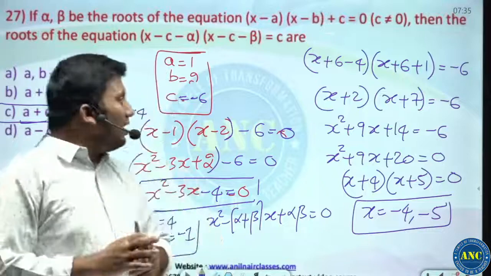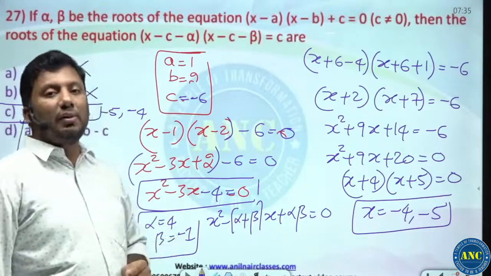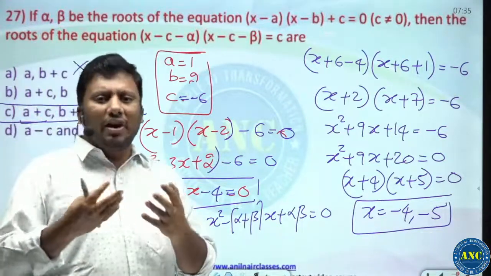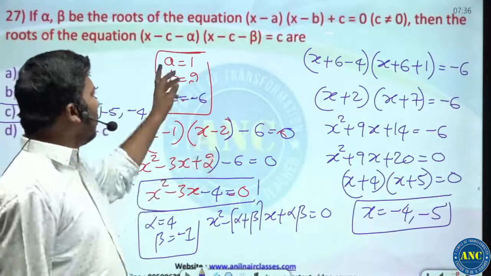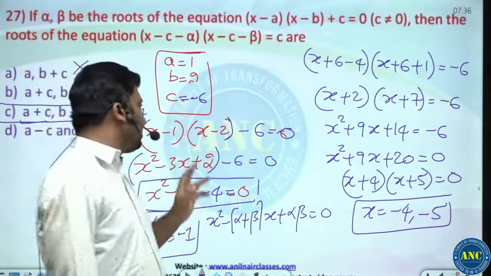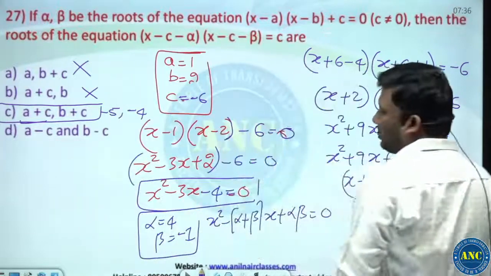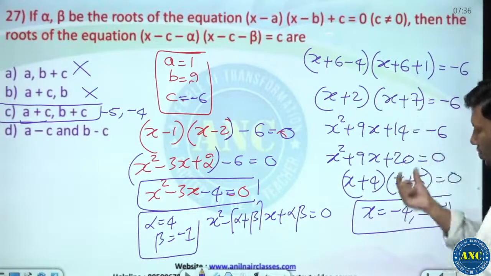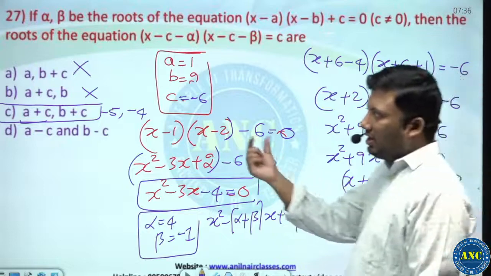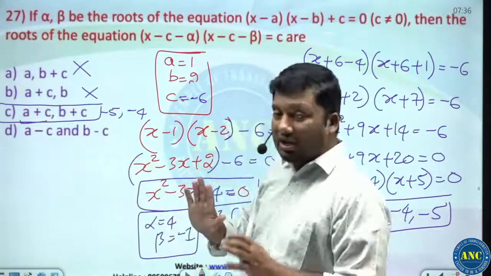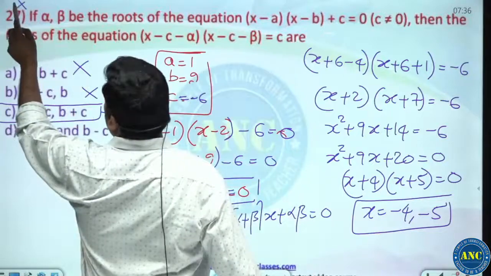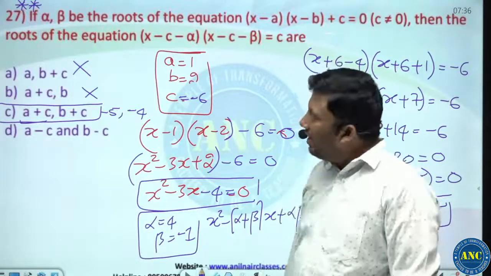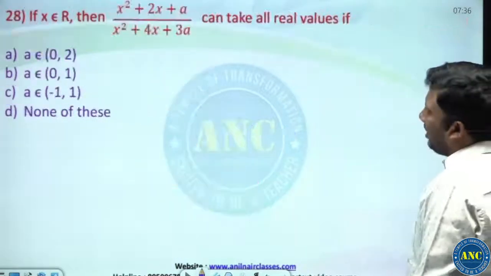Your intelligence lies in choosing that kind of values for a, b and c, which will reduce your calculation time. In the previous thing, when I took a value 1 and 8, it is becoming a little complex. So a is 1, b is 2, c is minus 6. x minus 1 into x minus 2, minus 6 equivalent to 0. Simple, I got alpha value 4, beta value minus 1. I substituted it, answer should become minus 4 and minus 5. So the option is C. Please put a star mark on this question. This kind of models are frequently coming in various examinations. Answer for this question is a plus c, comma b plus c.